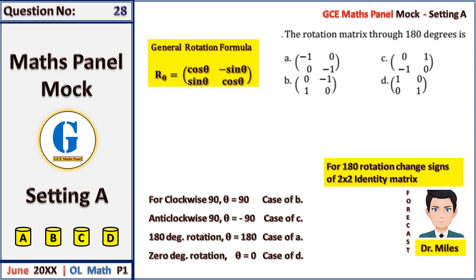If they ask for anti-clockwise rotation, it means theta is minus 90. Put this value in this formula and you get the answer, that's just the case of C. If they ask for 180 degrees rotation, whether clockwise or anti-clockwise, the values are the same, you have the case of A. And for 0 degrees rotation, theta equals 0, and you have the case of D, which is the identity matrix. So our result in this particular question is A.